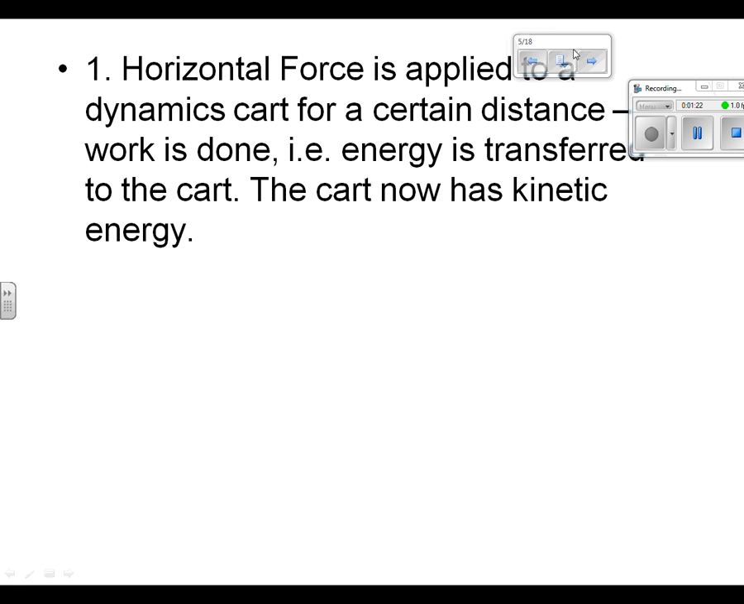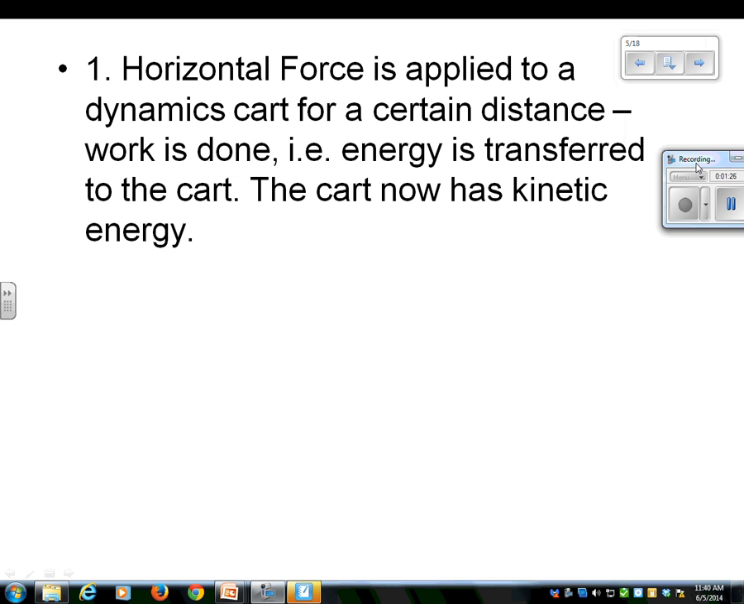So, a horizontal force applied to a dynamics cart for a certain distance. Work is done, energy is transferred to the cart. The cart now has kinetic energy. When I push the cart and give it kinetic energy, I'm doing work. It has more kinetic energy at the end. I've done work.